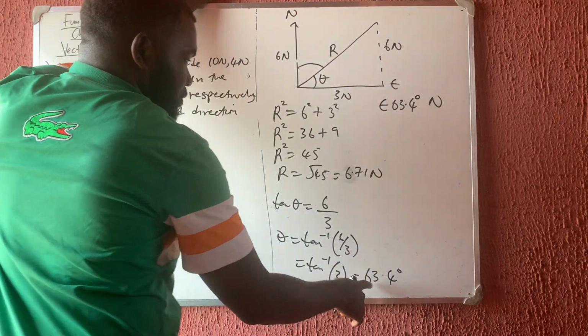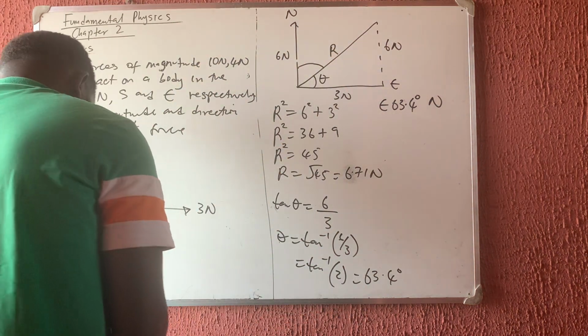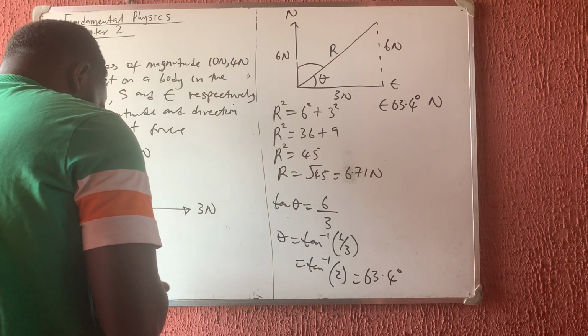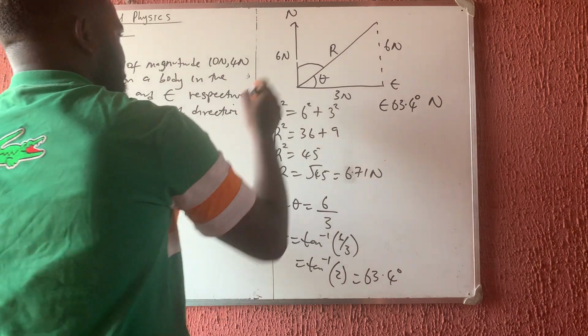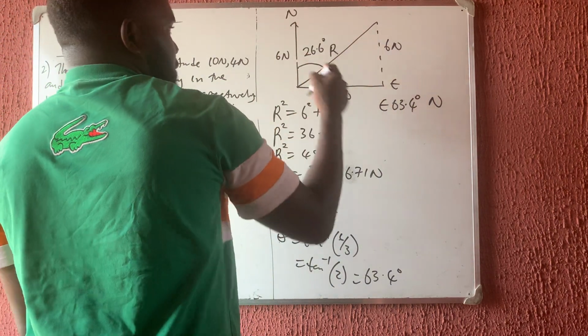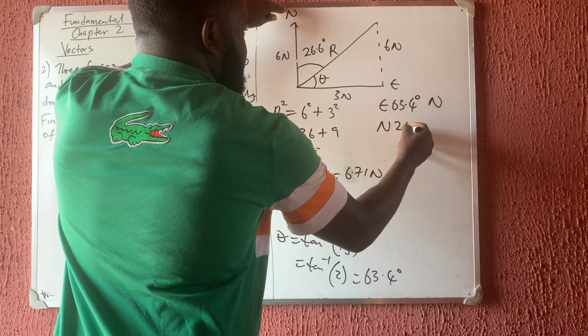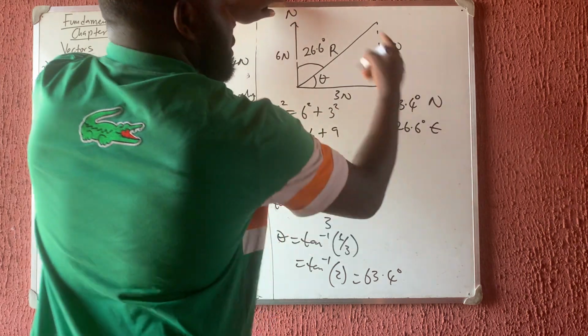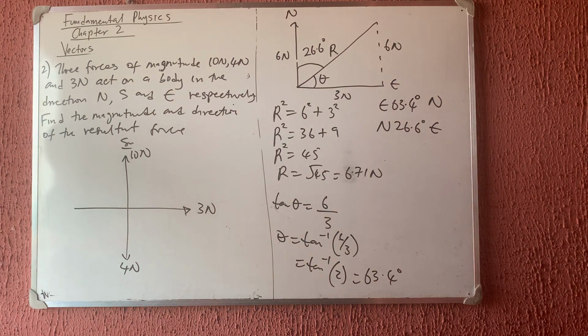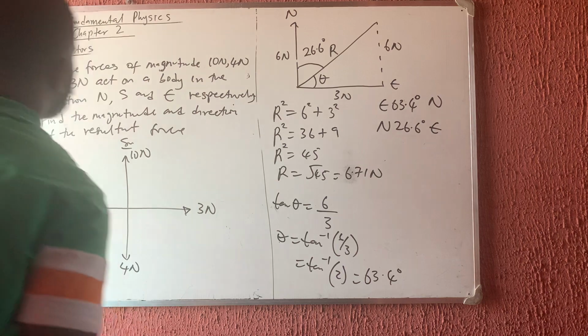To get this place is by just saying 90 minus this. So if you press 90 minus 63.4, you're going to get that here is 26.6 degrees. So if you are using this side, you now call it north 26.6 degree east. Any of the two is the correct answer. That is approximately 27 if you want to approximate. So that is that. We'll go to the next question.